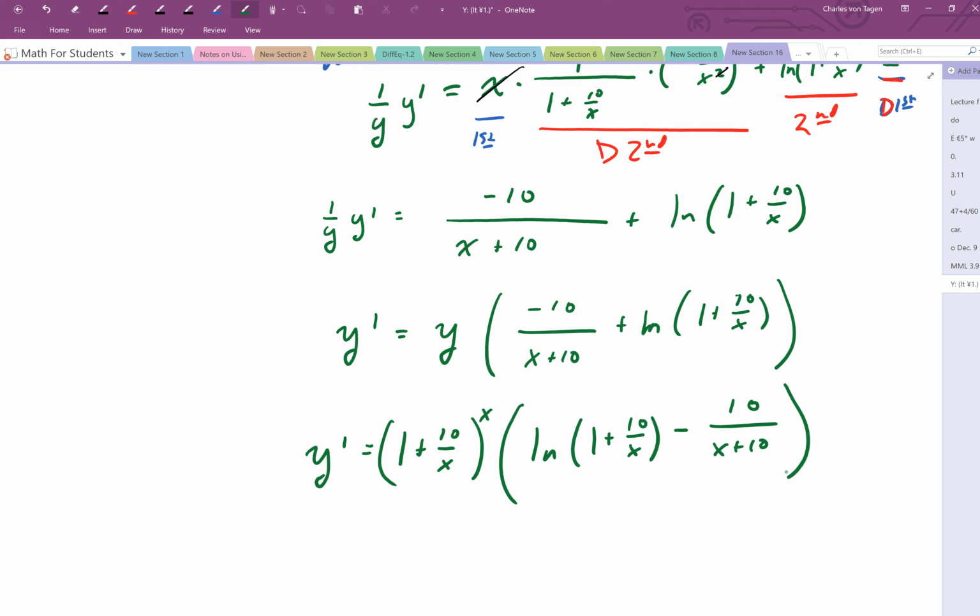So let me know if MyMathLab doesn't accept that, and if it doesn't, then I'll go ahead and take a shot at simplifying it. I hope this was helpful. If not, please let me know.